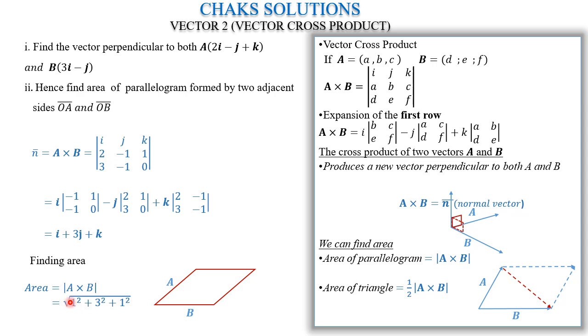So if you find the magnitude of that vector here, this is going to give us the area here. So the area is going to be square root of 11, which is root 11 units squared. That's the area here. Alright, so let's go to the next example here.